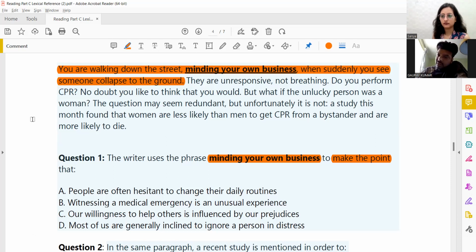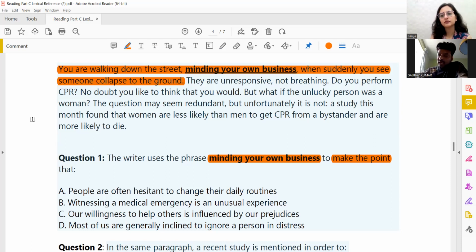You are walking down the street, minding your own business. Suddenly you see someone collapse to the ground. They are unresponsive, not breathing. Do you perform CPR? No doubt you like to think that you would. But what if the unlucky person was a woman? If the unlucky person was a woman, the question may seem redundant, but unfortunately, it is not. A study this month found that women are less likely than men to get CPR from a bystander and are more likely to die.